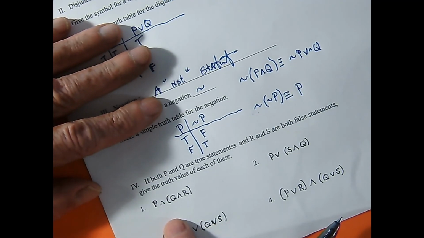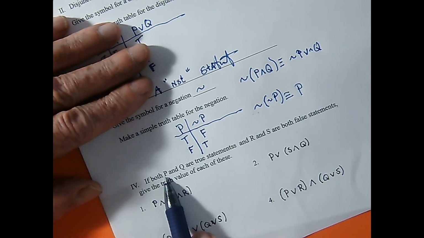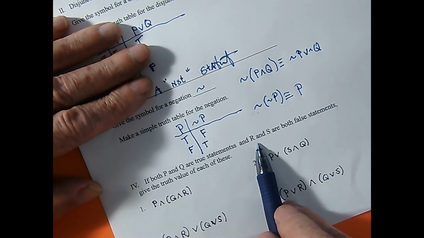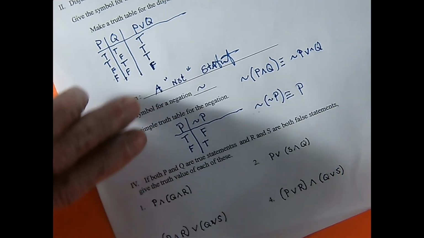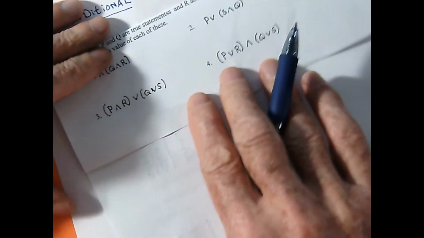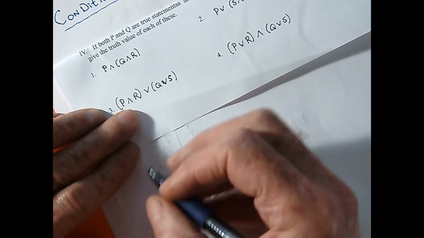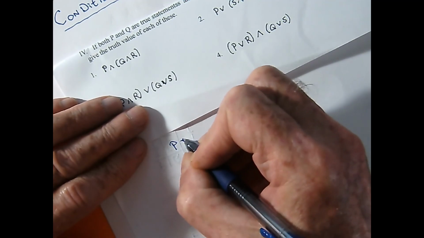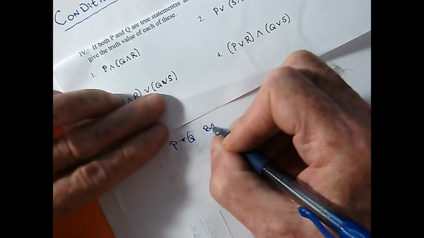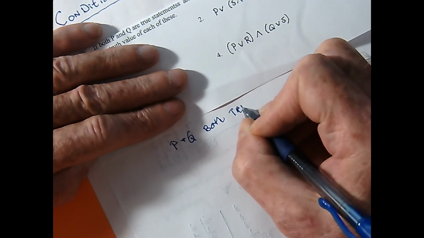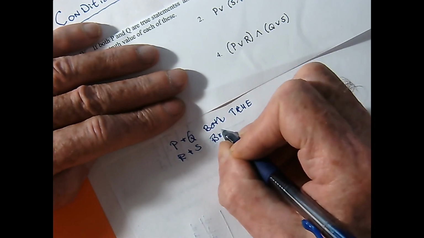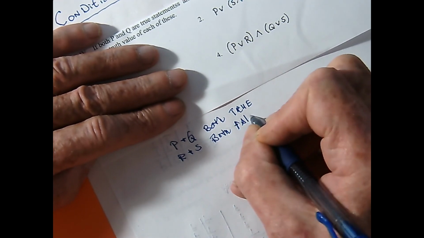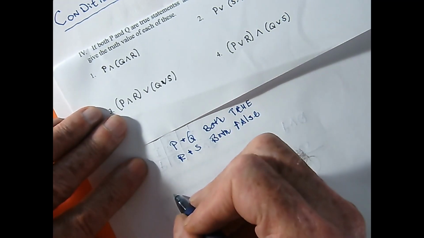We're going to look at this section now. And in this section, it says both P and Q are true statements, R and S are both false statements. And I'm going to give the truth value of each of these. And I'm going to do this just as I want you to do it. So let me take a second, set this up. And for each question, I want you to write it down like I'm doing right now. We must remember P and Q are both true as I do this exercise. R and S are both false. And then I can make some decisions about these statements. Here comes the first one.